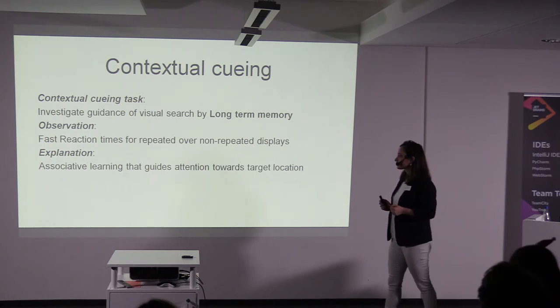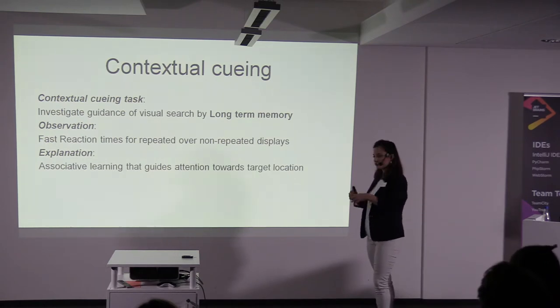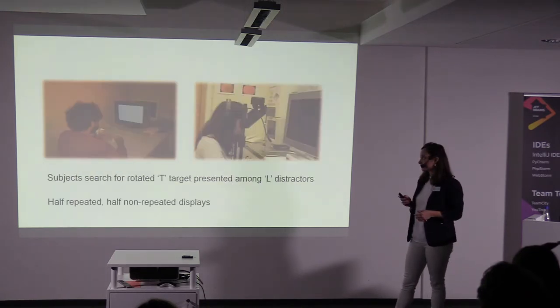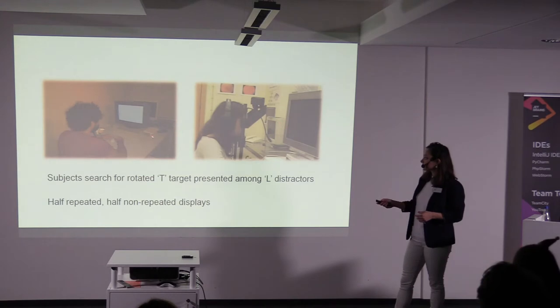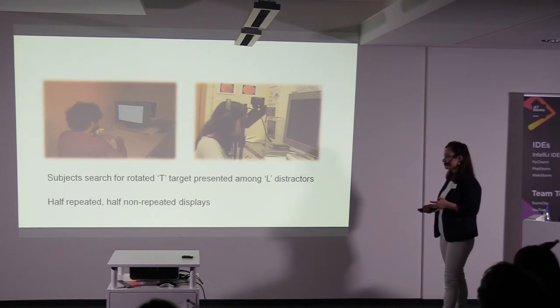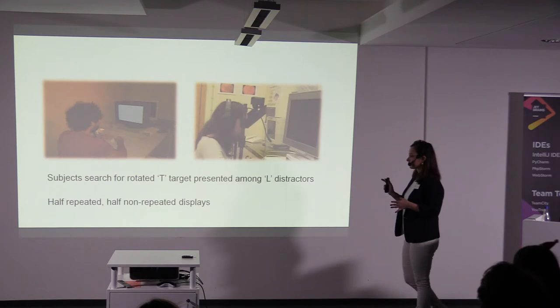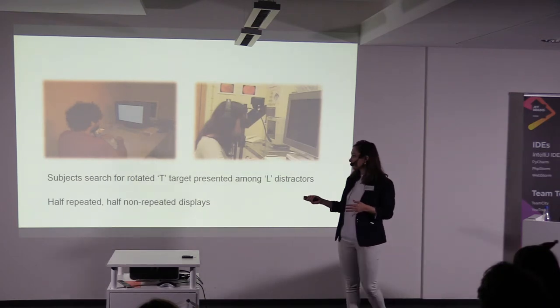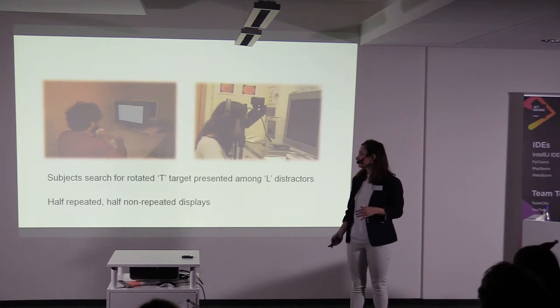And the explanation is that associative learning, or the learning of the relationship between items, guides our attention towards the target location. This is our lab environment. Participants come and sit in front of a computer and do the visual search tasks. So in our task, we ask subjects to find a rotated T among all distractor items, while half of the displays are repeated and the other half is random.